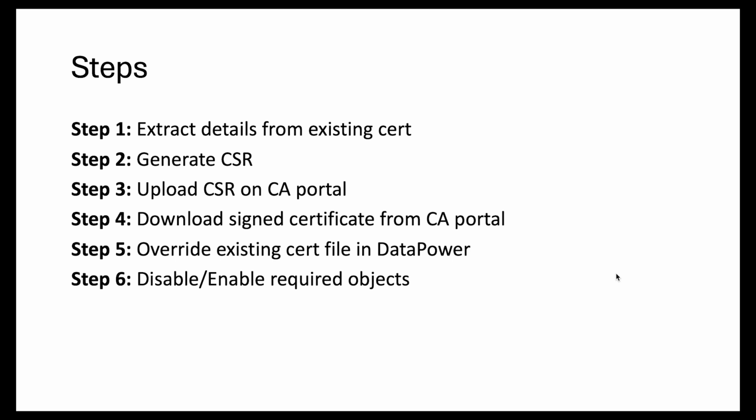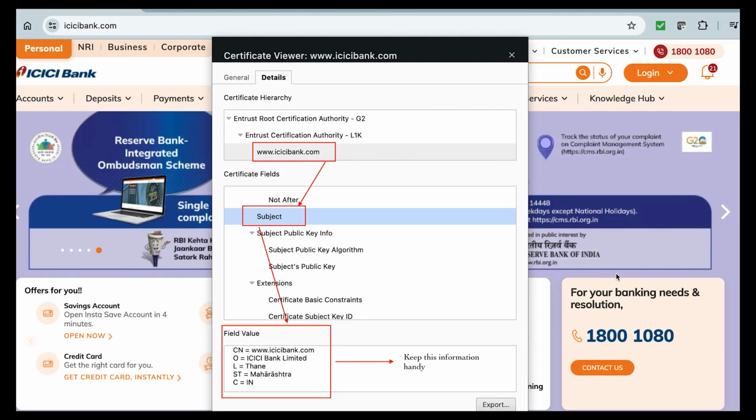So let's get started with step 1, extracting details from the existing cert. As you can see here, I have demonstrated it with the help of a certificate called icicibank.com, and this is a screenshot of my browser which shows the certificate viewer, and you can see that I have highlighted the subject part of it. A certificate has lots of different fields, but you need not focus on fields other than what I'm trying to tell you here. So in the subject, you can see the field values, CN and so on. All these are important. Write them down. So that is one.